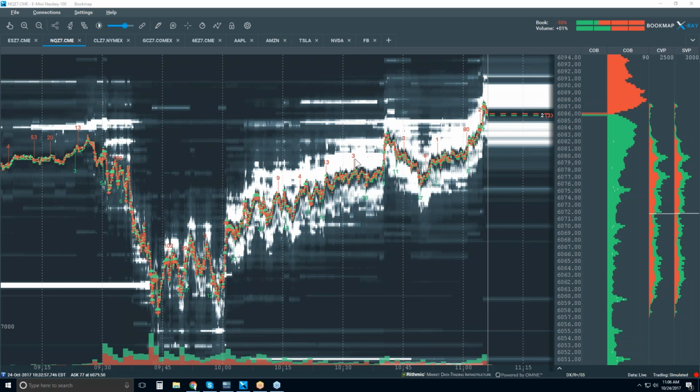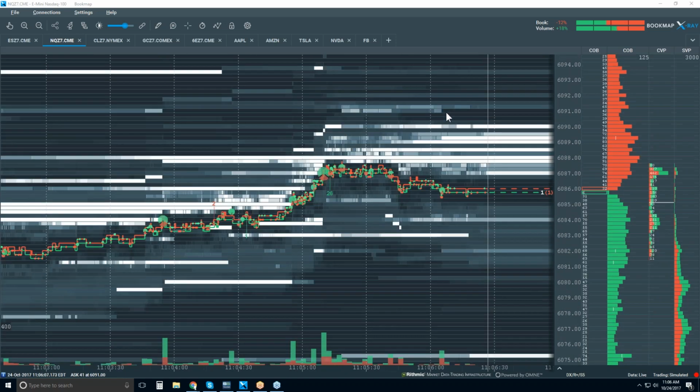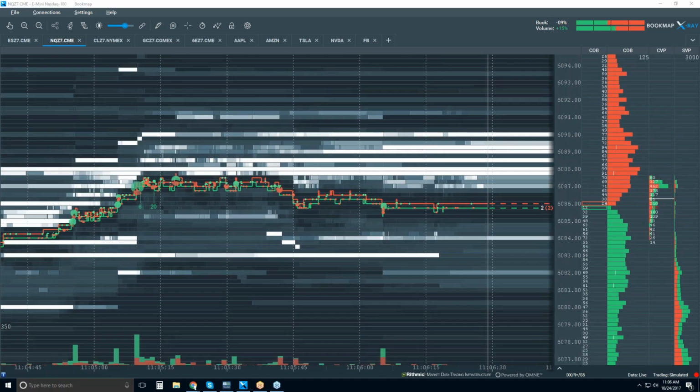All right, so my point is that some of the data feeds now, like CQG and Rhythmic, offer complete depth of market, not just 10 on the bid and the offer. All right, if you can get it, try to get it, because it is an advantage.